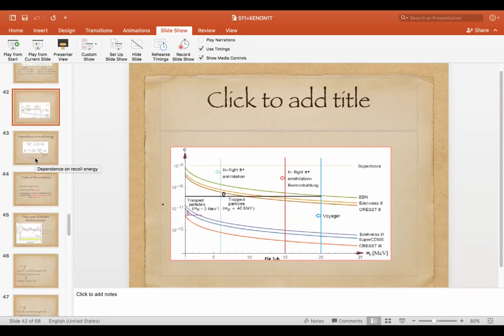Okay. Despite these bounds, depending on the mass of the dark matter, if we move along these horizontal lines that I have drawn, the 511 keV line can be explained. Next slide, please.